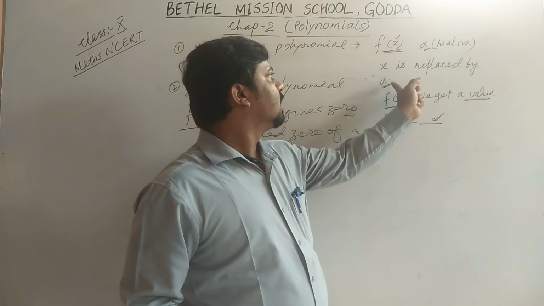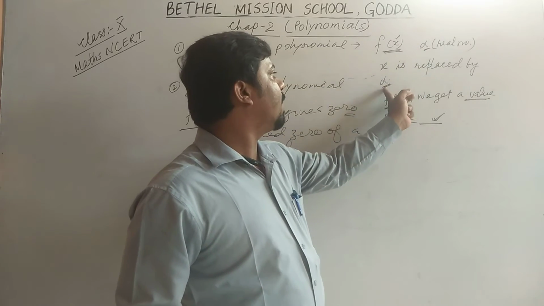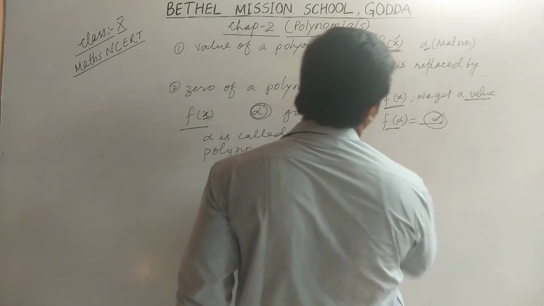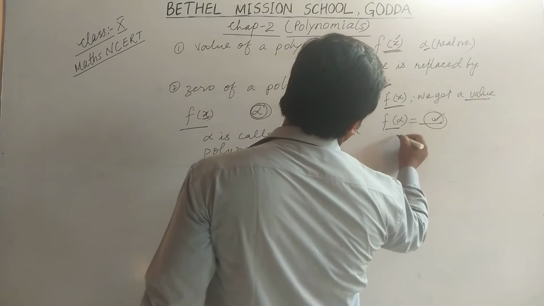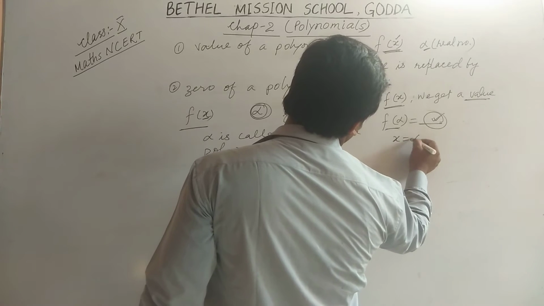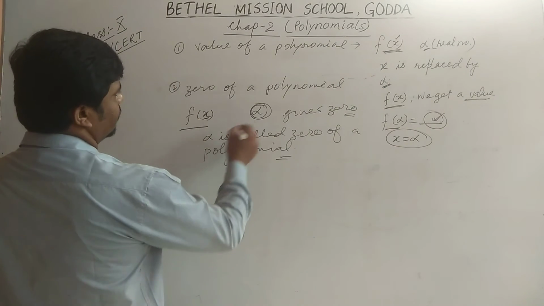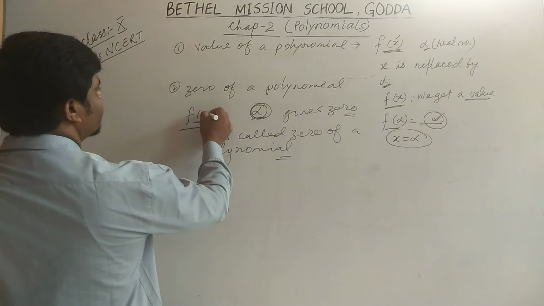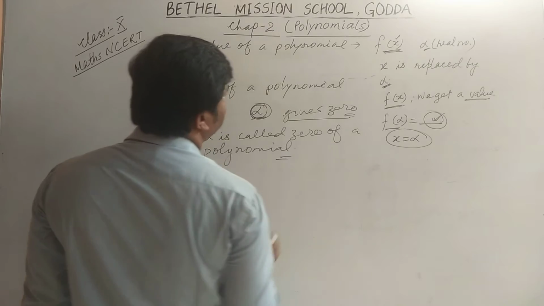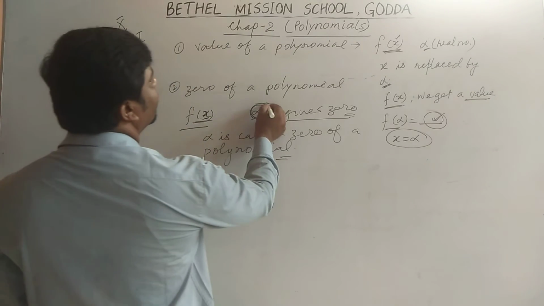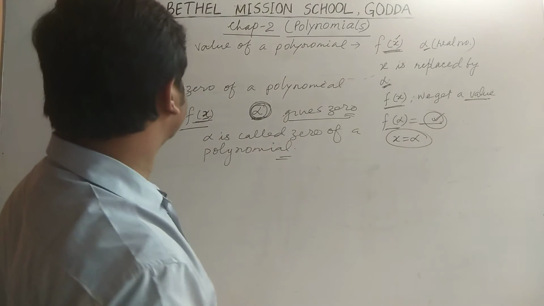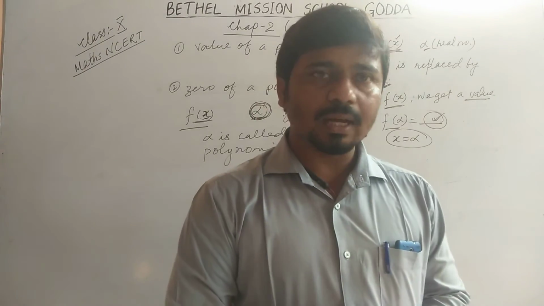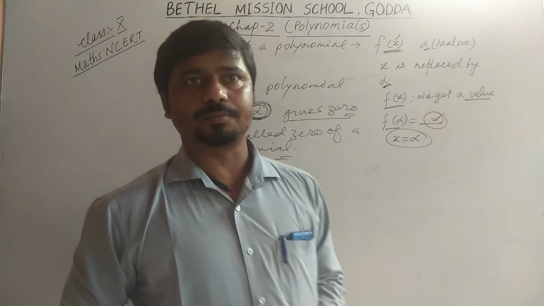If this x is replaced by alpha and we get some value, that value is called the value of the polynomial at x equal to alpha. And if any polynomial, with x replaced by alpha, gives the value 0, that's why this alpha is called a zero of that polynomial. So you understood what is the zero of a polynomial and what is the value of a polynomial.